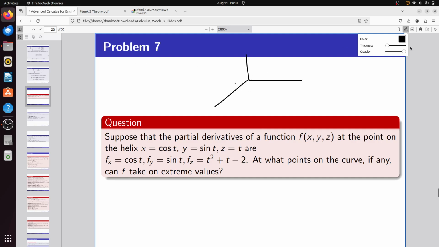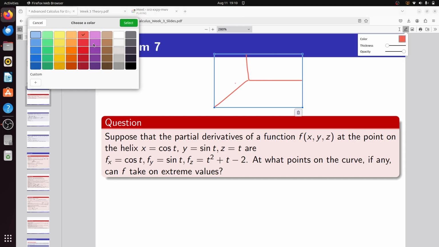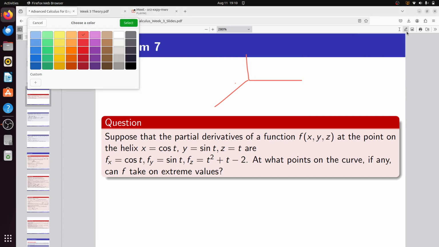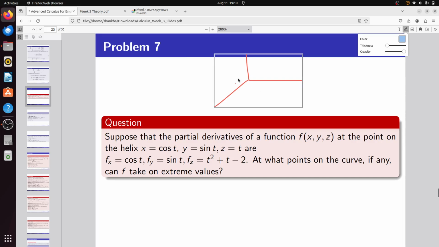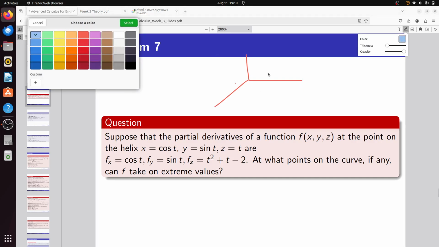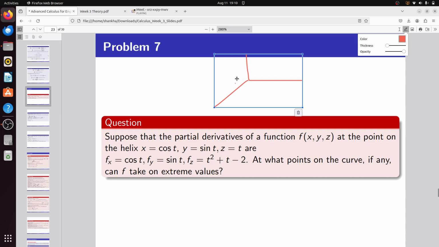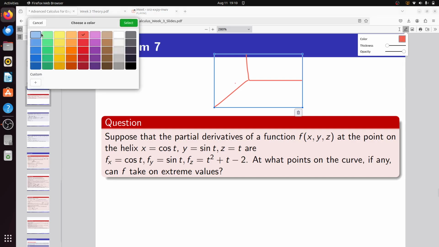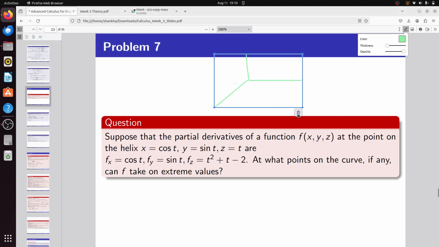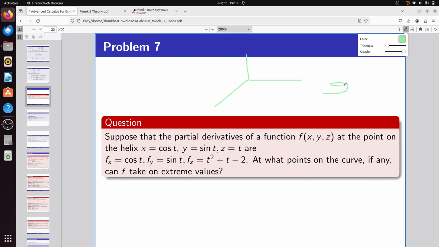So how do you need to do it? Okay, so the helix will look like this. Sorry, I am drawing very badly.